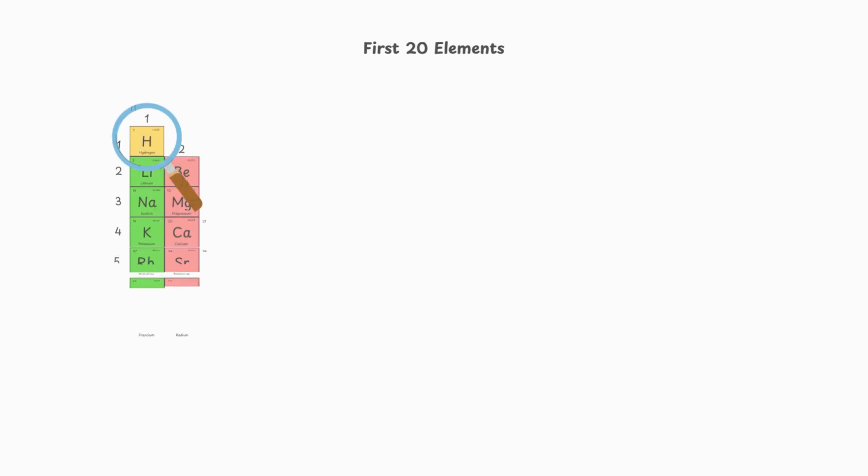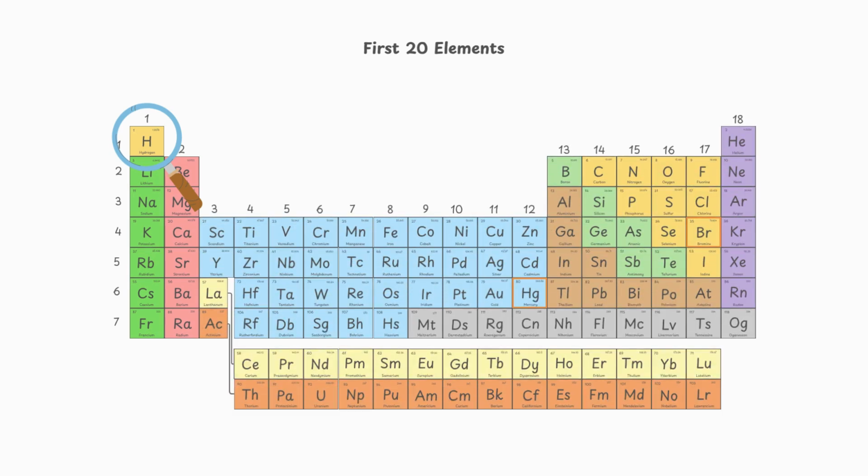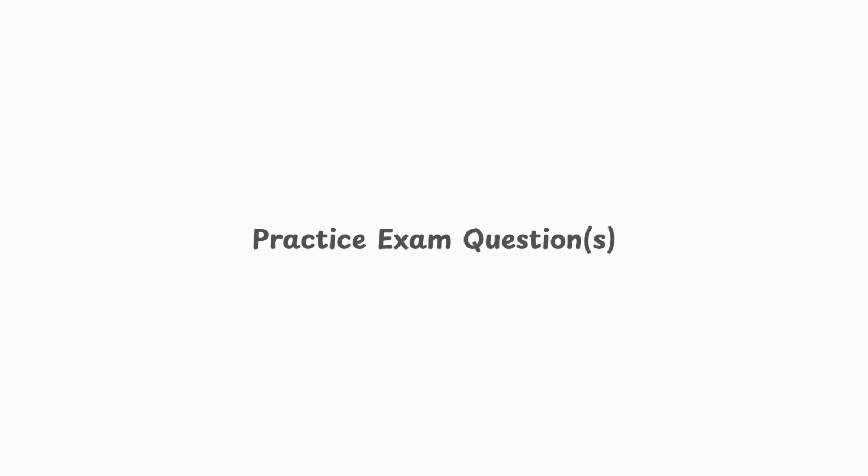For the first 20 elements, electronic configurations follow a clear pattern. The first shell fills to 2, then the second and third fill to 8. After calcium, electrons begin to fill the fourth shell before the third shell is completely full, because this creates a more stable arrangement. Let's dive into some exam-style practice questions. You can pause the video and try it yourself.